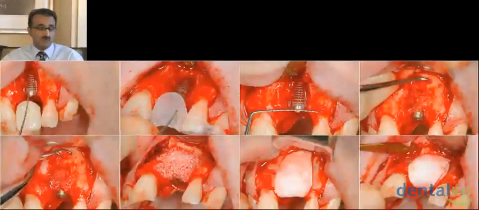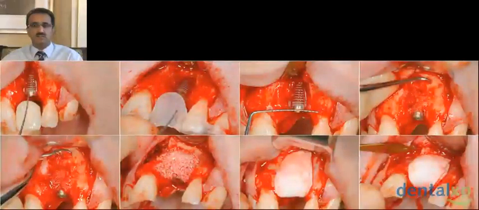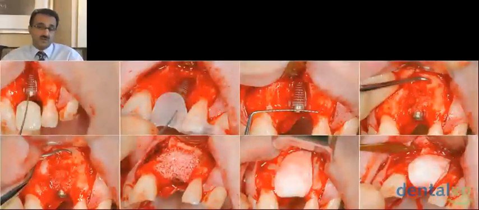You can use a non-resorbable membrane if that's your preference. I don't think I have a strong view on this. I think the resorbable membrane is simpler, less likely for complications, and works in my hands effectively.